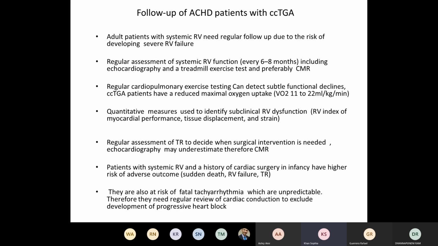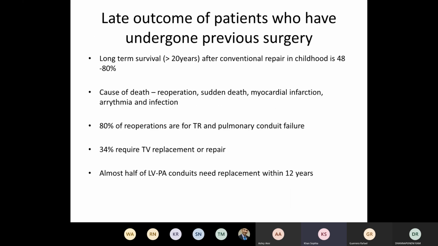on this valve as it becomes regurgitant. If the patients have had surgery before, they're more at risk for adverse outcomes, and the other thing is watching out for the conduction problems they can have. They are at high risk of sudden cardiac death and also developing heart block, so make sure they have regular ECGs and exercise tests.